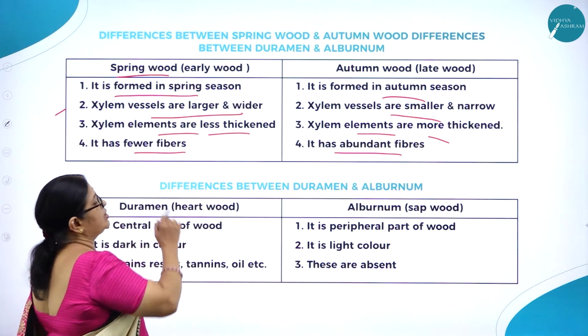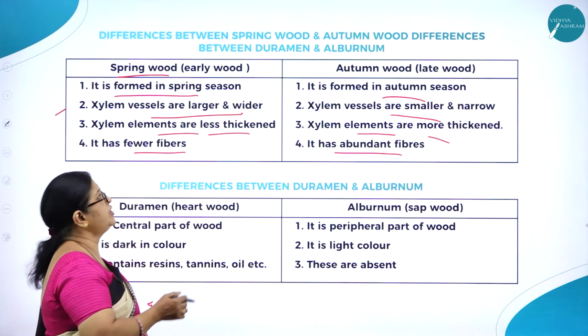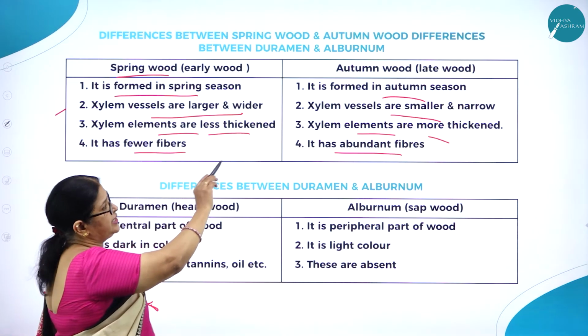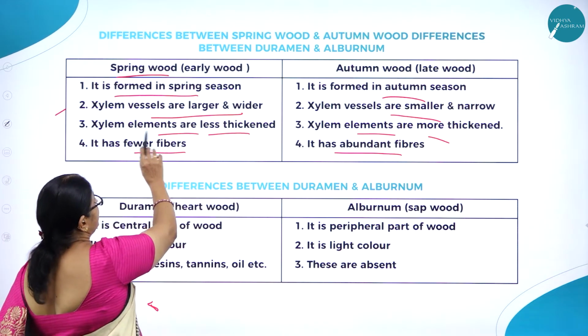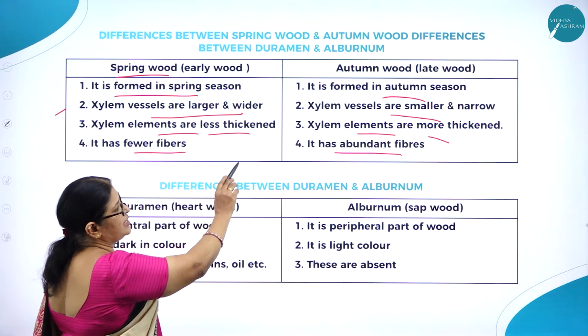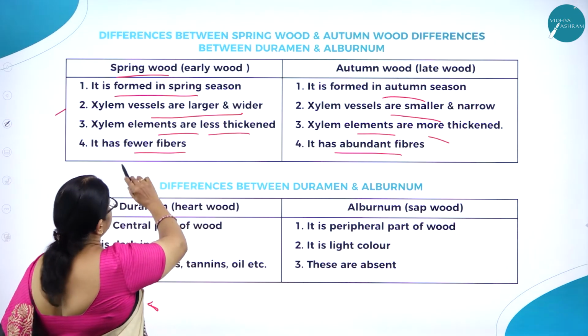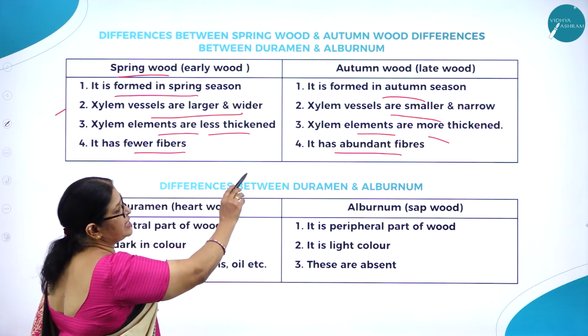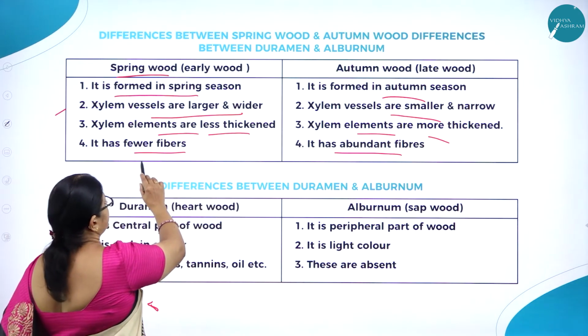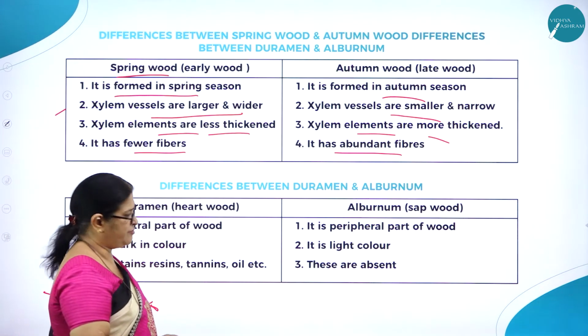I repeat, what is the difference between springwood and autumnwood? It is formed in spring season, it is formed in autumn season. Xylem vessels are larger and wider, xylem vessels are smaller and narrow. Xylem elements are less thickened, xylem elements are more thickened. It has fewer fibers, it has abundant fibers.